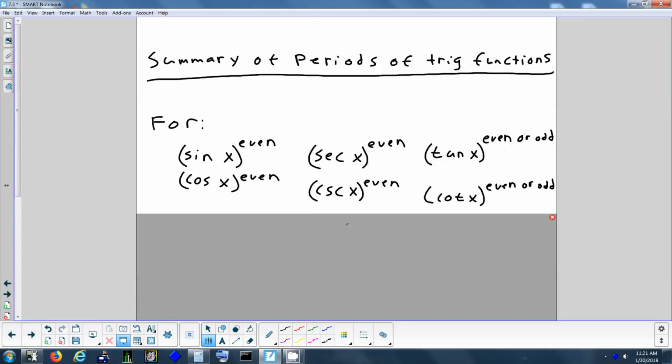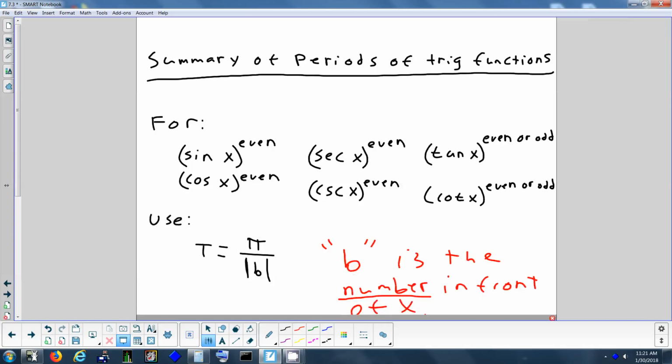For any of the ones you see here, tangent and cotangent, it works all the time. It could be an even or an odd. It doesn't matter. But if it's sine to an even power, secant to an even power, cosine to an even, or cosecant to an even, that is the formula you use to find the period. Pi divided by b. Okay. And if you don't remember what b is from when we did transformations, b is the number in front of x.